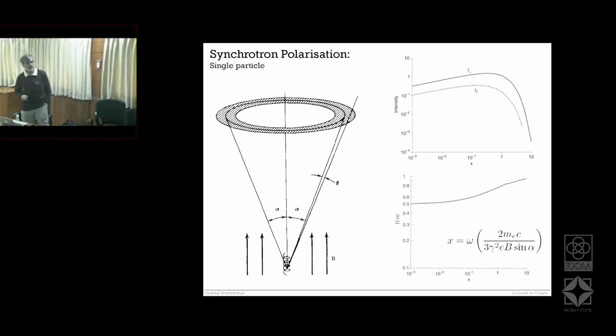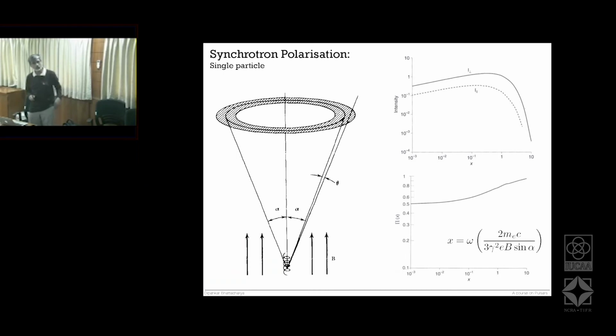Now this is plotted as a function of frequency. X is omega by the critical frequency. Sorry, a little bit faint. Here is the perpendicular component of the intensity, and here is the parallel component of the intensity. You can see that there is a difference of at least an order of magnitude.